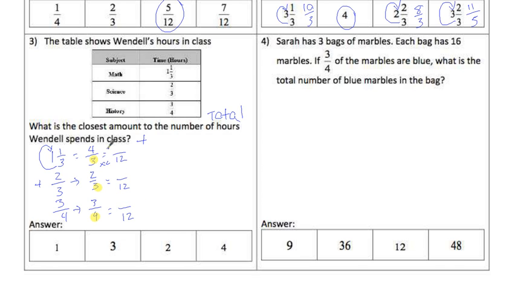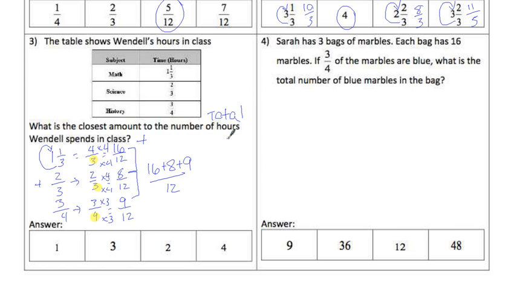So we're going to set them all equal to 12. 3 times 4 is 12, so 4 times 4 is 16. 3 times 4 is 12, so 2 times 4 is 8. 4 times 3 is 12, so 3 times 3 is 9. So 16 plus 8 plus 9 over 12, because 12 is the denominator. So then I add this, 16 plus 8 plus 9.